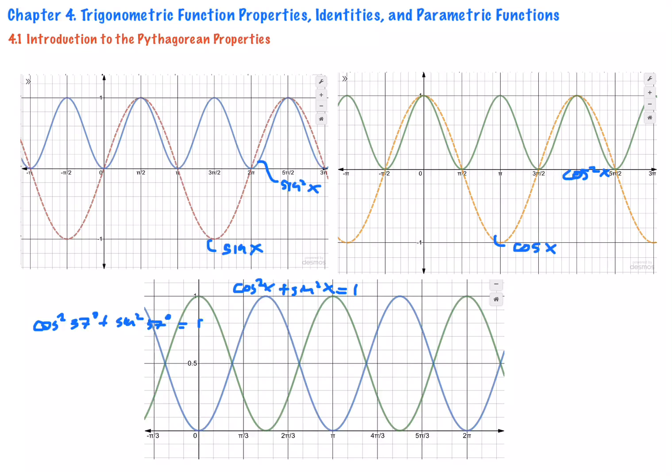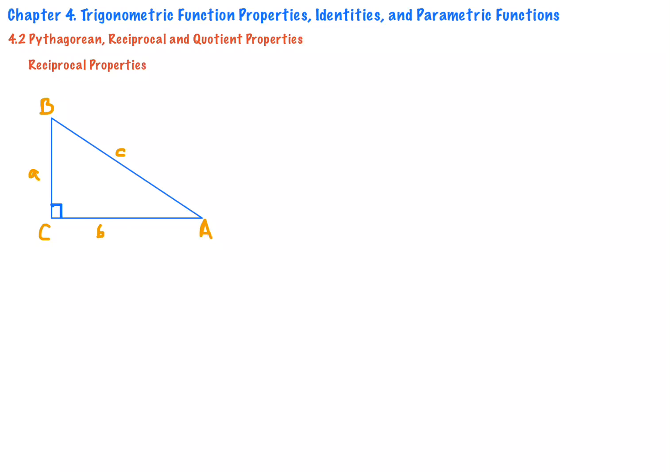So let's have some other properties. The first property that we are going to learn is the reciprocal properties. So let's rewrite all the things that we know about the six trigonometric functions. We have sine a, cos a, cotangent a, secant a, and cosecant a.